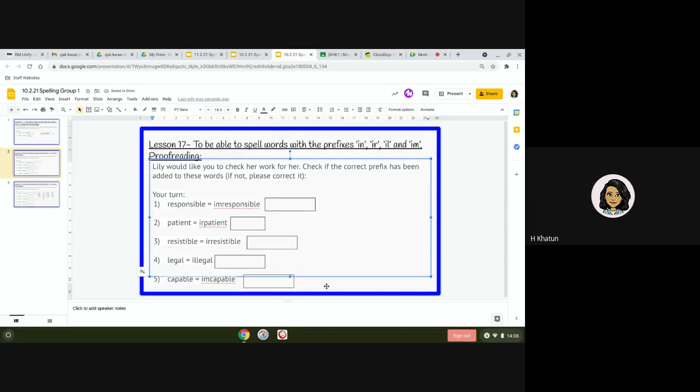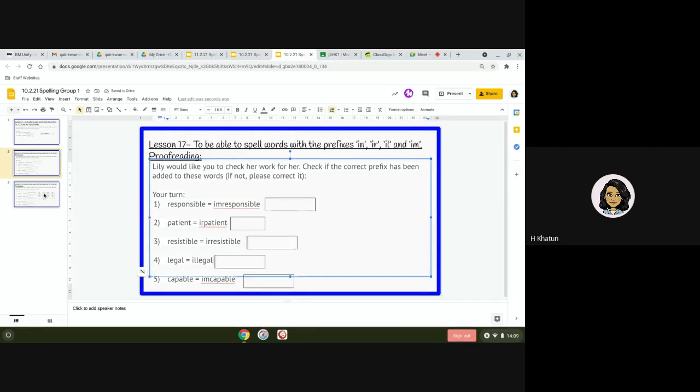Now, if she did answer it correctly, all you have to do is double click into the box and just write down correct if she did answer it correctly. So I want you to check these for her, please.